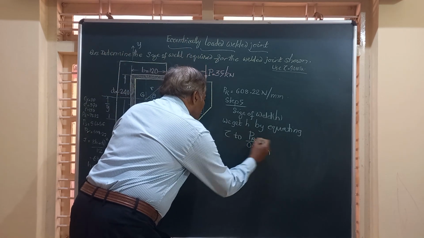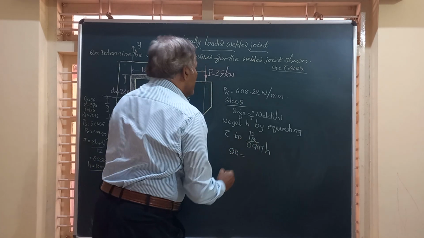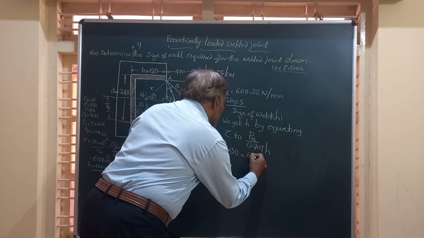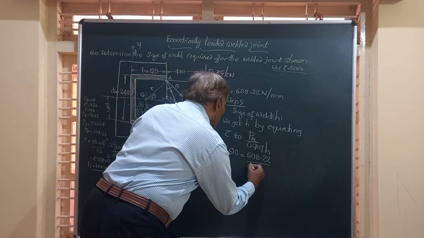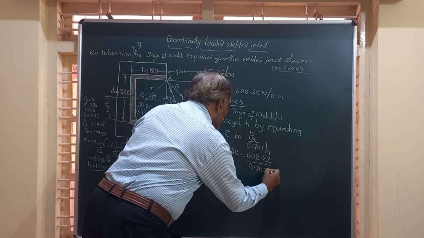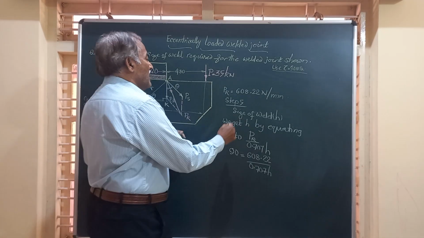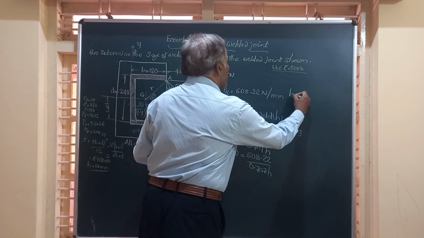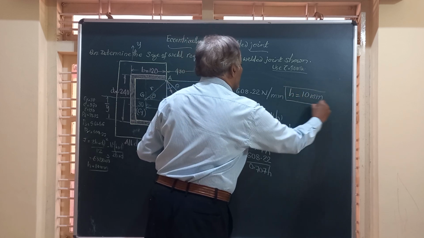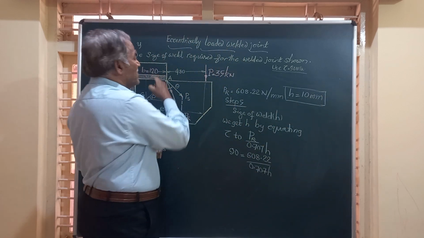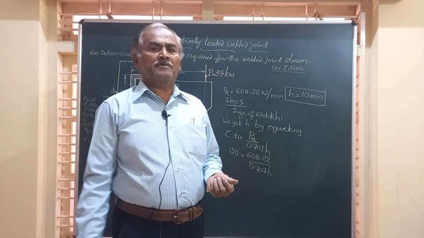So friends, I am going to equate that now. Therefore shear stress is 90, that is given by resultant value 608.22 divided by 0.707 H. Friends, here only H is unknown and the value of H works out to 10 mm. So this is the size of weld required in this joint to withstand the load of 35 kilonewton.